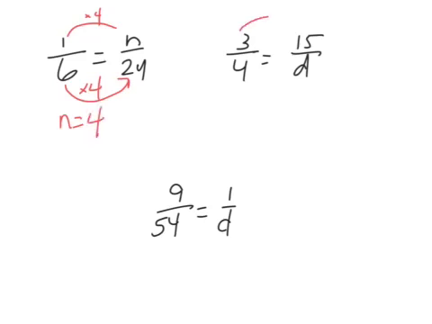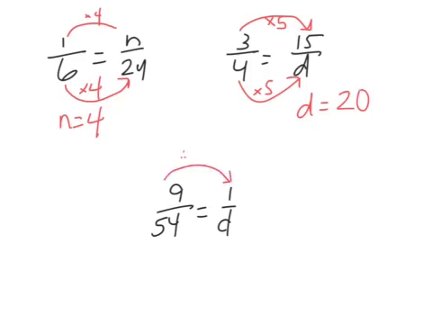What did I do to the 3 to get to 15? I multiplied that by 5. So I'm going to multiply the 4 times 5, and I get d equals 20. Here it went smaller, so I know I divided by 9, so I'm going to divide 54 by 9, and I get d equals 6. You're going to do that with the rest of them.